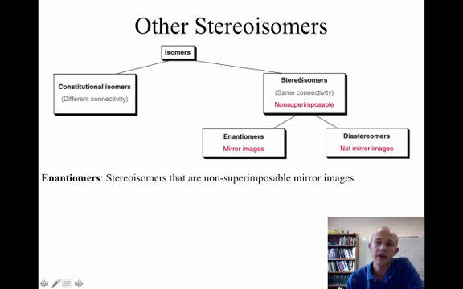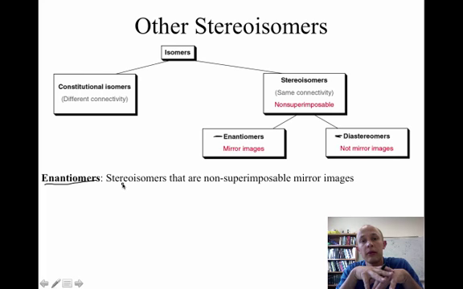Okay, so there's two types of stereoisomers that we want to concern ourselves with. We have enantiomers, which are mirror images of one another, and diastereomers, which are not mirror images. First, we're going to talk about enantiomers. These are stereoisomers that are non-superimposable mirror images. So let's talk about what that means.